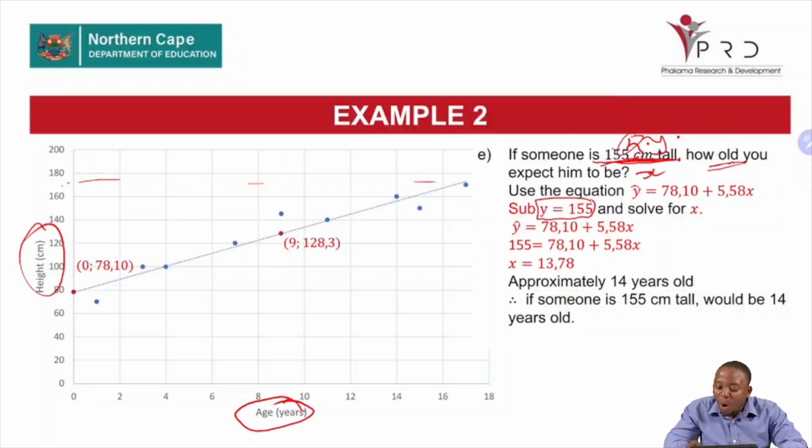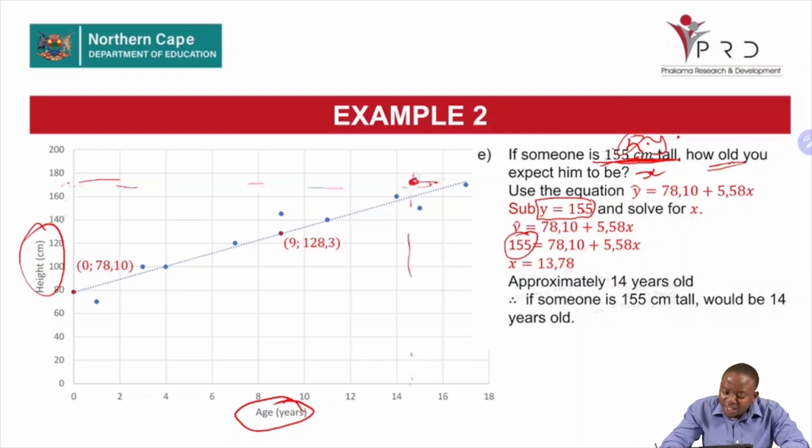Then we say y is equal to 78.10 plus 5.58x. Then we substitute y is equal to 155 and solve for x. In the space of y, you put 155. After writing the equation, you solve for x, and x is 13. So approximately, this person will be how old? 14 years old. So 155 centimeters, somewhere there, then this person will be approximately 14 years old.